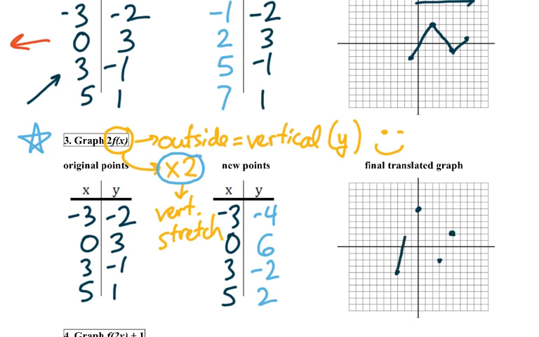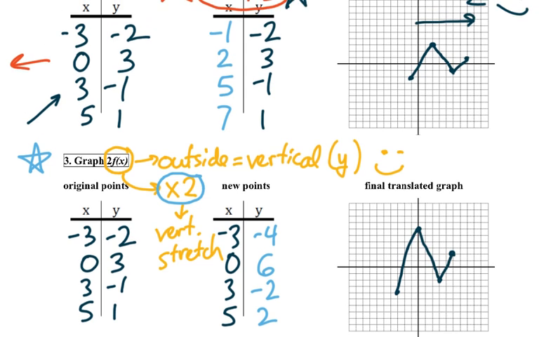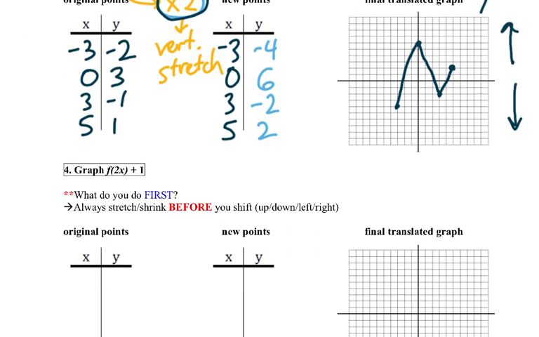When I connect that left to right, and again, I compare it to the OG, I know this is not the original. Look at how it's sort of stretched up and stretched down. So it's a little bit higher and a little bit lower. That's a vertical stretch. And what happened? It was a timesing by 2 on the outside. That one's done.